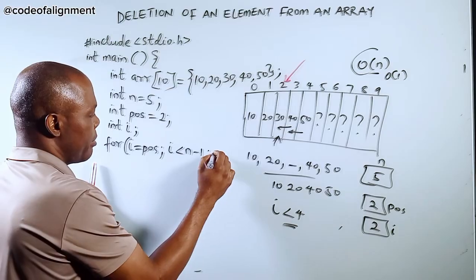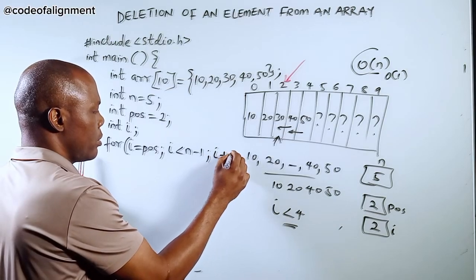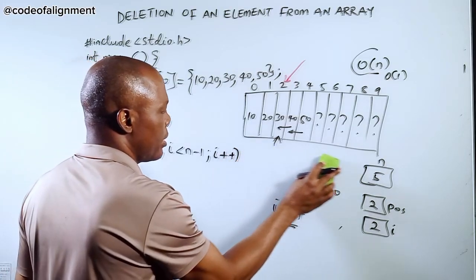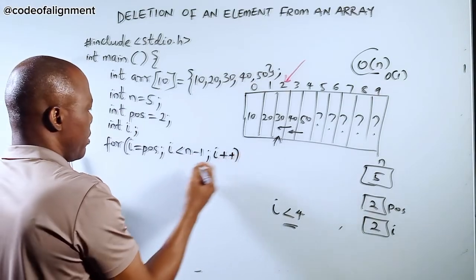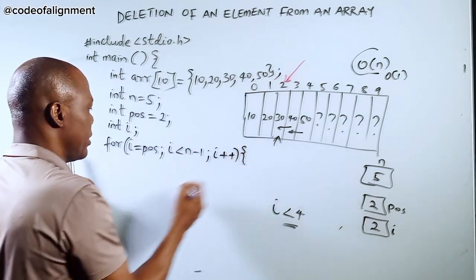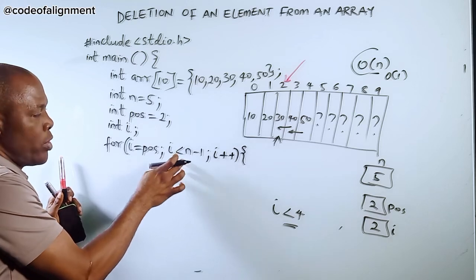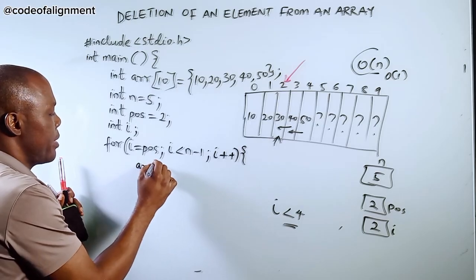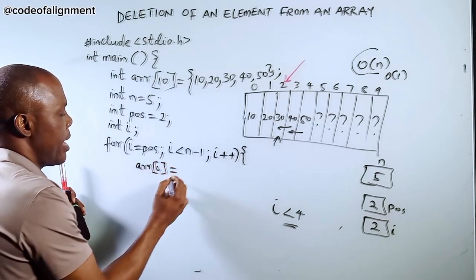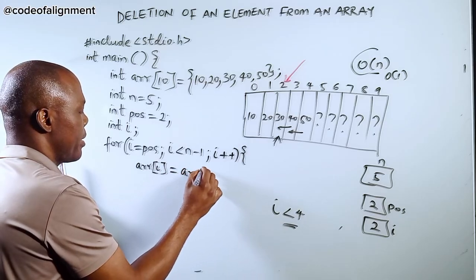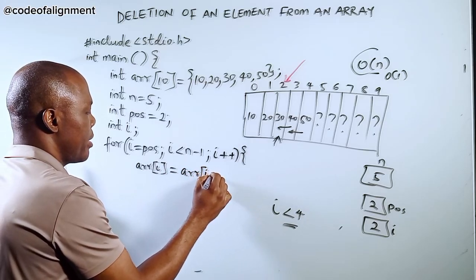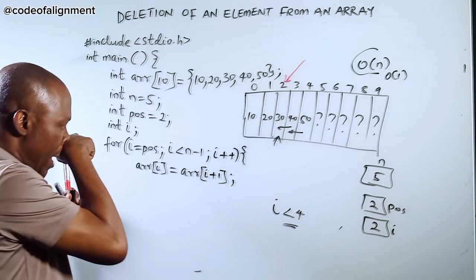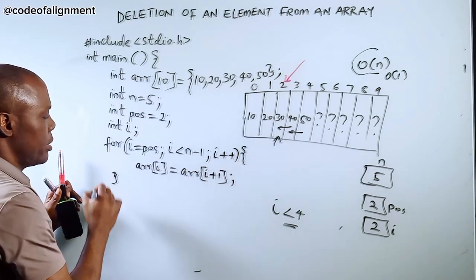Then my increment, I plus plus. Then I will close this. So let's clean this up. So now inside the body, what do I want to do when the condition is true? So I will come here and I will say array I assign array I plus 1. Now, then I'm going to close my for loop.